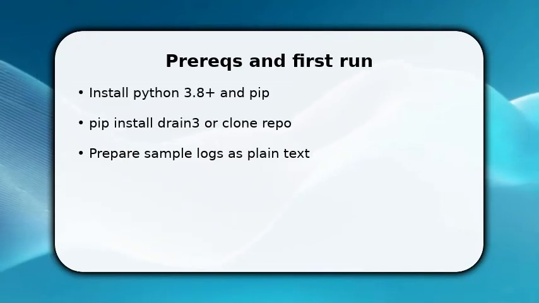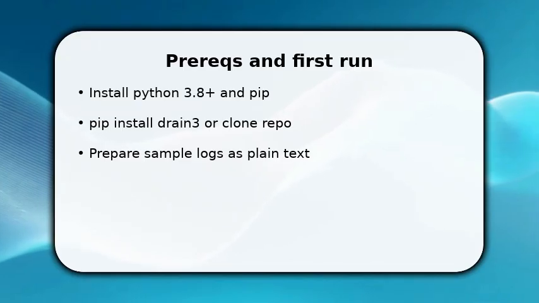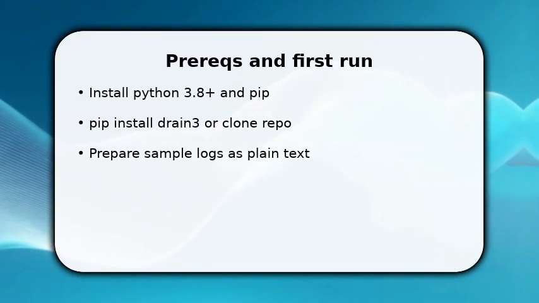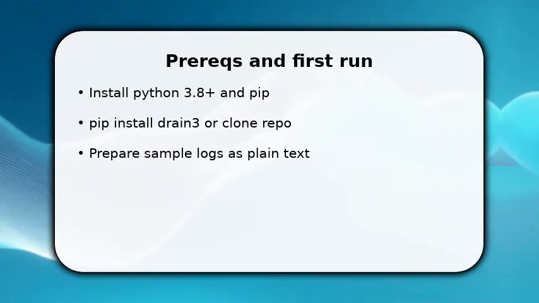You start by confirming Python 3.8+ and installing Drain so you can experiment immediately. Once done, create a minimal config, set log path, tokenizer, and similarity threshold.